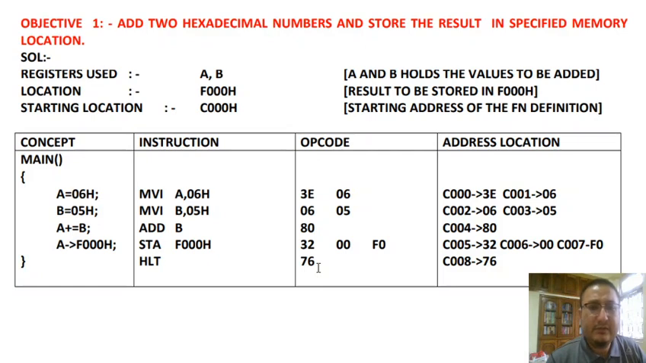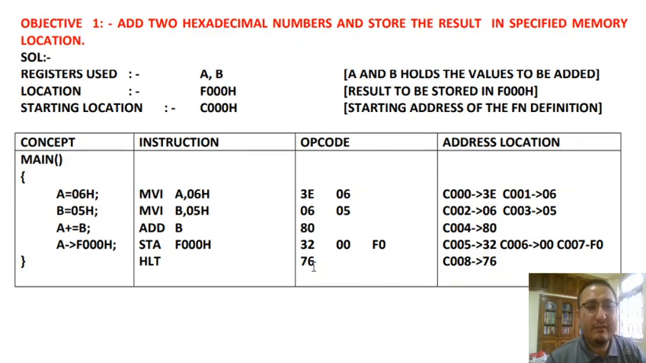Please don't get confused. The values that are to be added are stored in registers A and B. The location where the result is to be stored is F000H, and the starting location is C000H. All of these are hexadecimal in nature. Hexadecimal is a base 16 number, right? So anything that has an H succeeding it is a representation for hexadecimal.